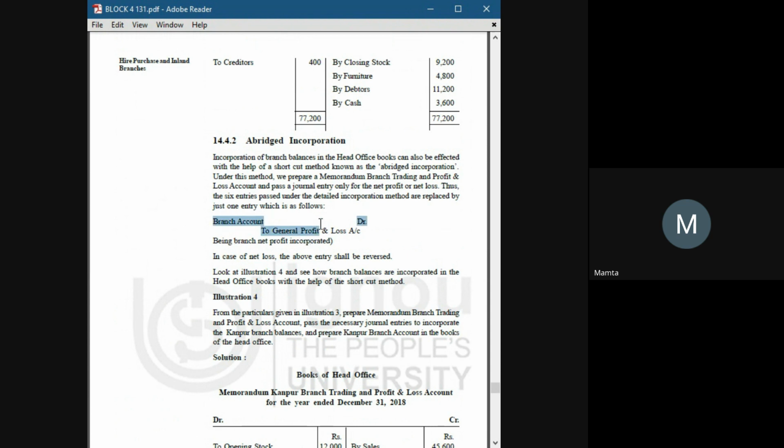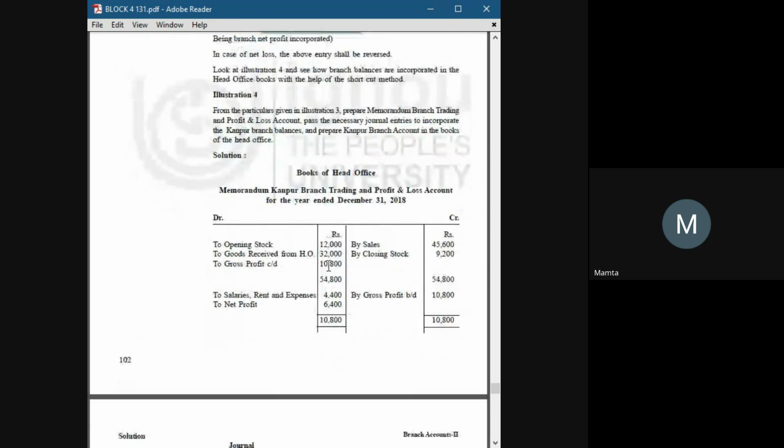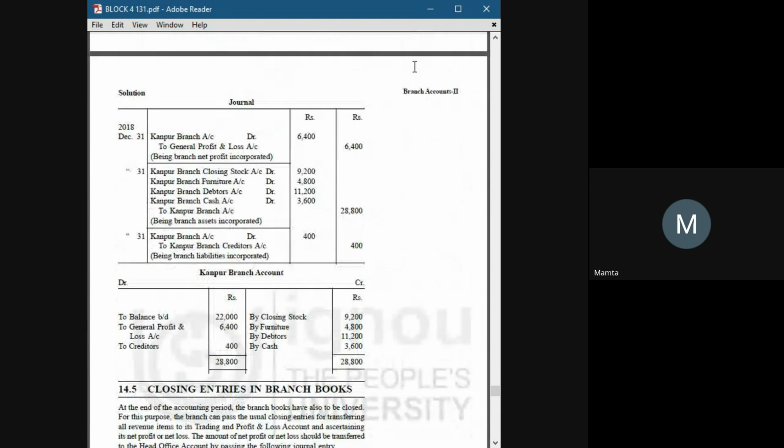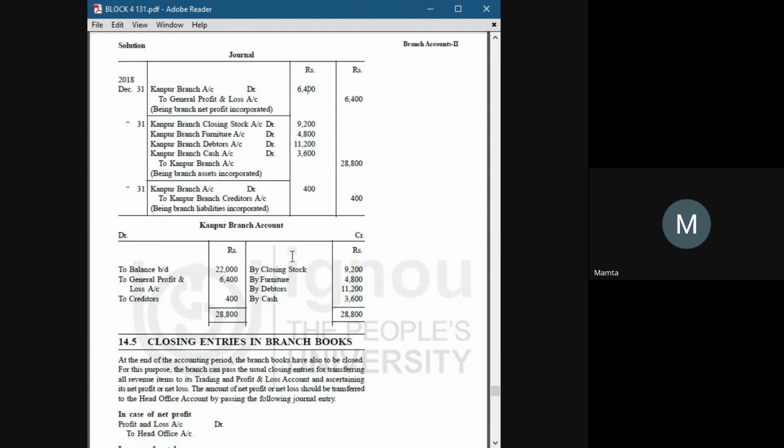Means the P&L account direct. So the entry we will pass is branch account debit to general profit and loss account in the case of net profit. And if there were any loss, the entry would be general profit and loss account debit to branch account. That is abridged incorporation. As you can see in the same question, the asset and the liability entry would be the same.